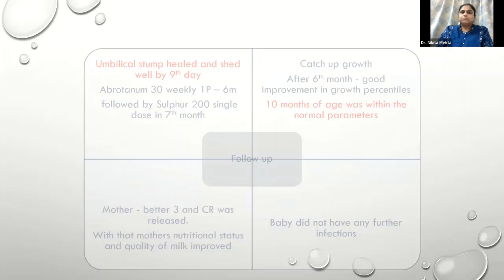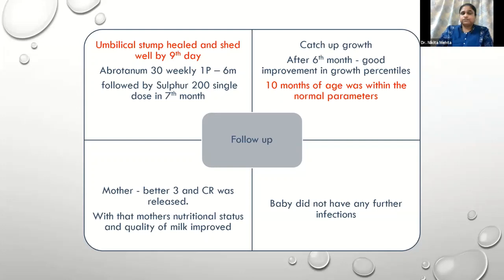Follow-up: the umbilical stump healed and shed well by the 9th day. Ebrotinum 30 weekly, 1 powder, was continued till 6 months of age, followed by Sulfur 200 single dose in the 7th month to complete the cure. The mother was again better with Creosote, and hence her repetition was given. With this, the mother's nutritional status also improved, and the quality of the milk also improved.